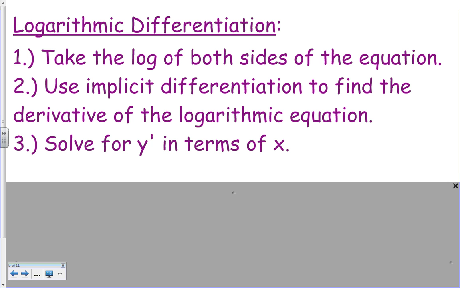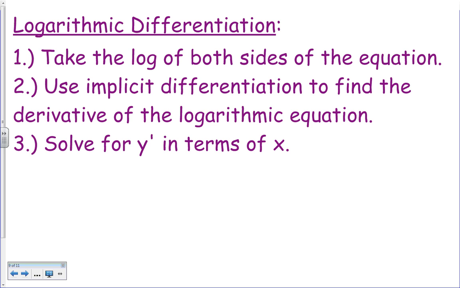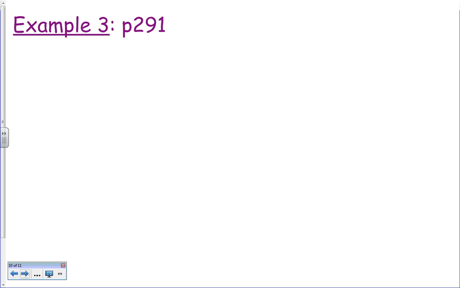And then the last step is to solve for y prime in terms of x. You've seen that many times now with implicit differentiation, that you end up with y primes scattered all over the place. In these problems, for the most part, you're going to find there's one y prime, and it's on the one side where y was, of course. You can relatively easily solve for y prime. It won't quite involve as many steps. All right, so let's try a couple of examples.